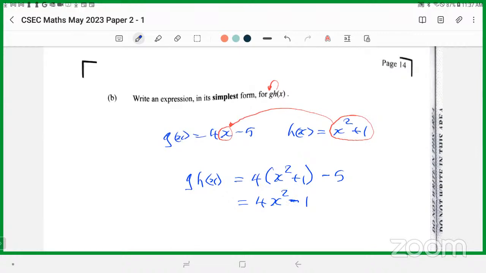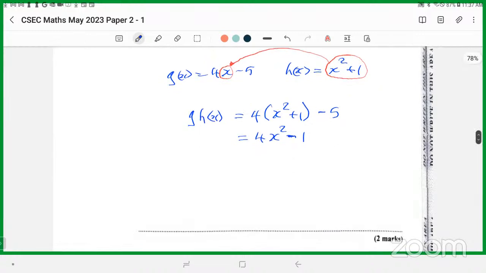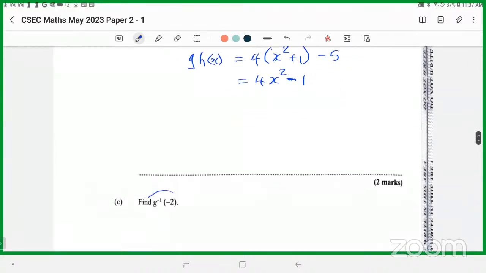So this was a May 2023 exam. Oh, I have yet another thing. So this question is nice and long. I like it. Another one, g to the minus 1 of -2.